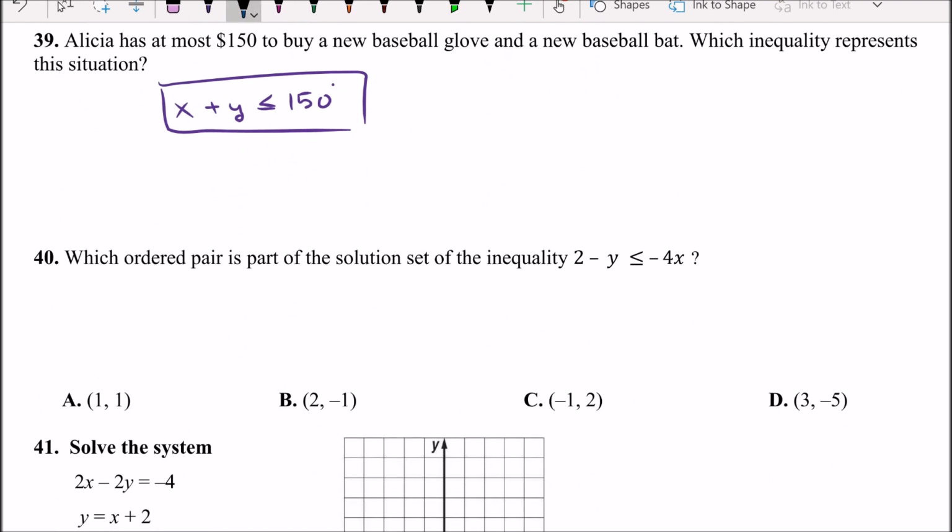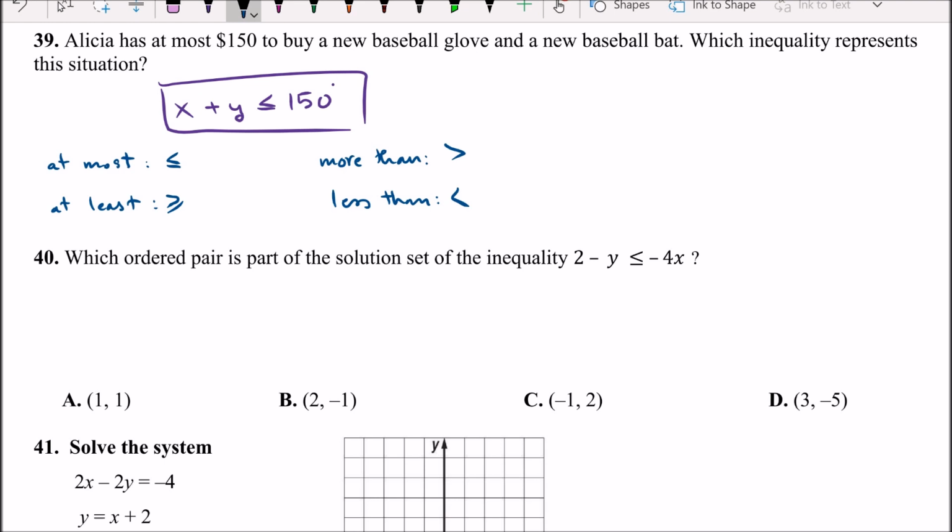Before we move on to number 40, if we have at most, that is less than or equal to. At least will be greater than or equal to. If they say more than, that will be greater than, and less than will be less than.